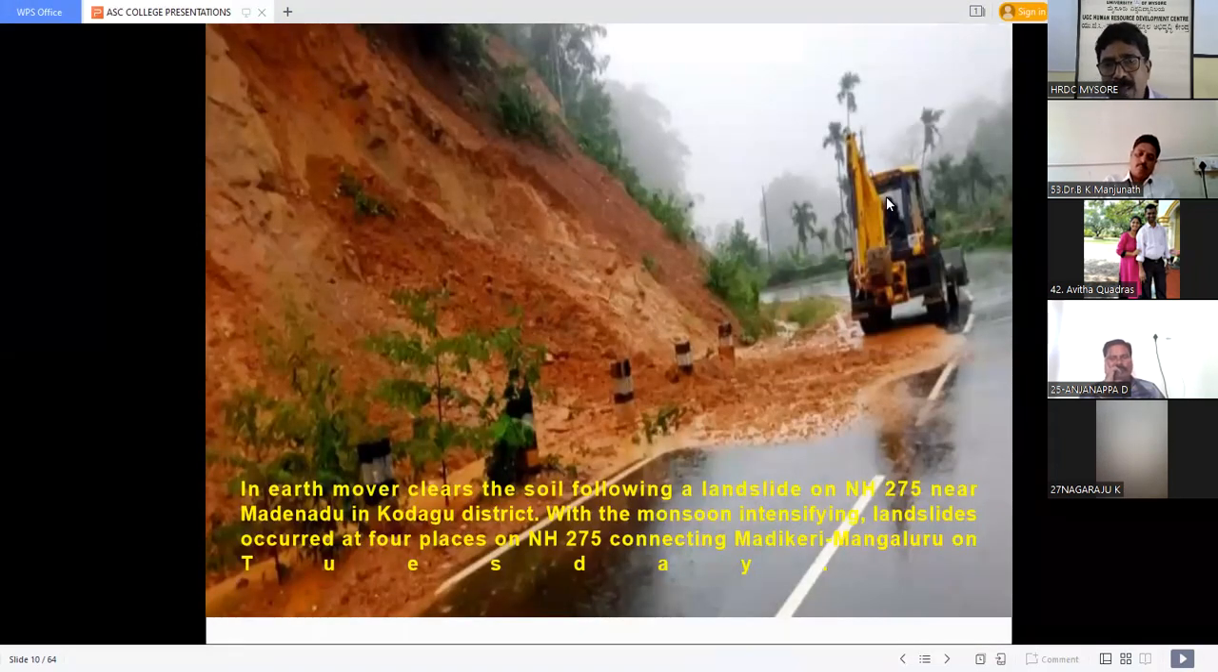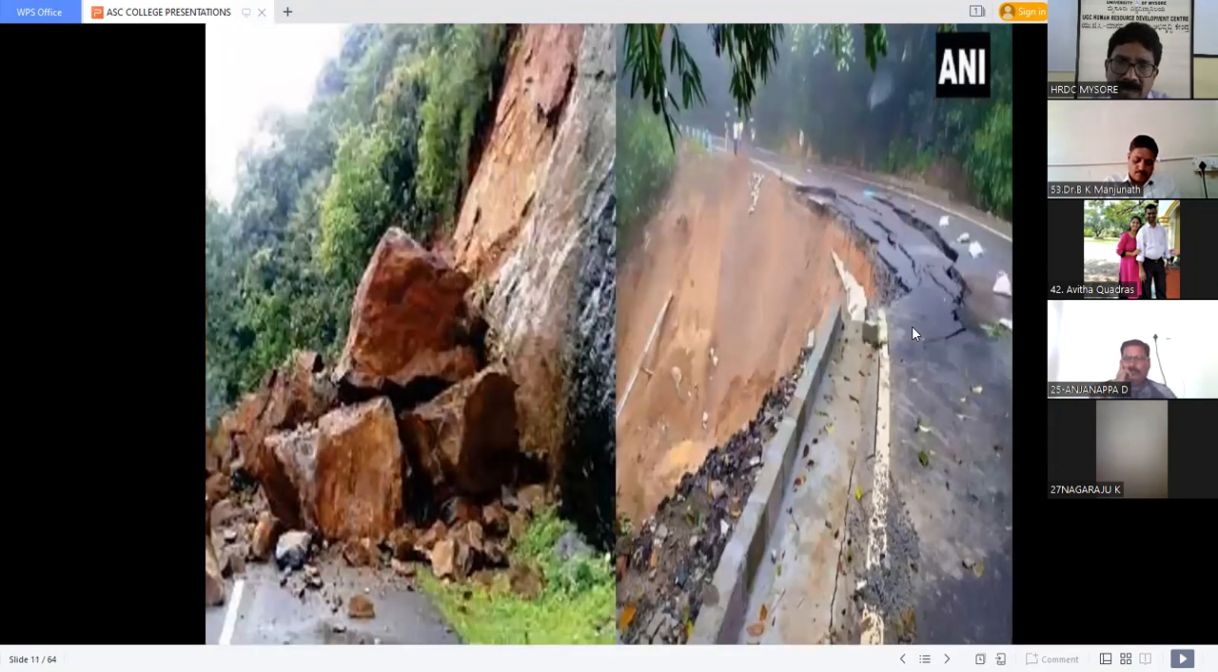Look at this figure. I took this figure recently, four months ago, from Madikeri, on the stretch from Sunticoppa to Madikeri, Kushalnagar area. From the left side of the figure, the entire land mass has collapsed due to the weaker structure of the geology. Now look at another figure.